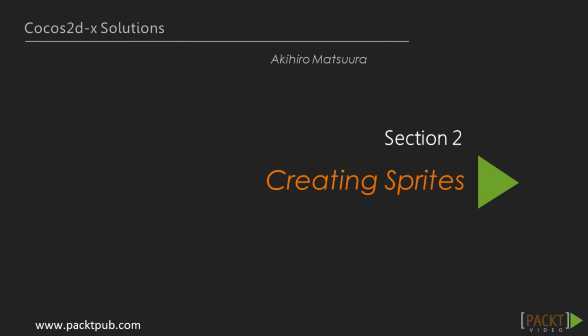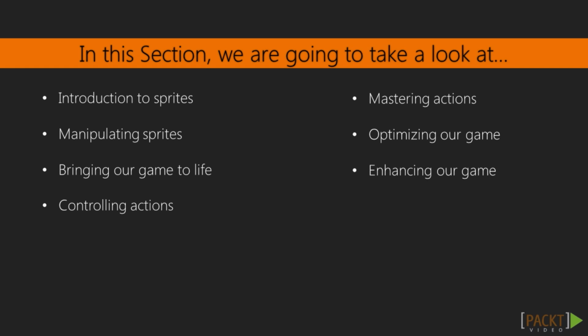Hello and welcome back to Section 2, Creating Sprites. In the previous section, we installed Cocos2d-x and set up our game environment. We'll start coding in it in this section. We'll look at sprite basics, then we'll manipulate these sprites to perform basic actions. We'll then gradually learn how to create complex actions. We'll also optimize and then enhance the functionality of our game. In the end, we'll learn how to draw shapes.